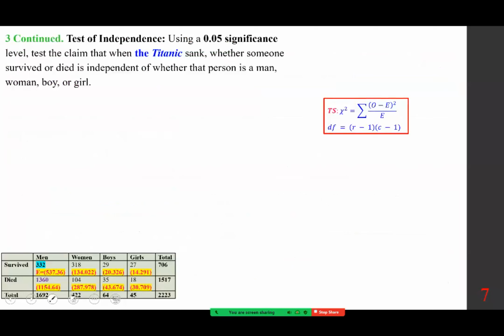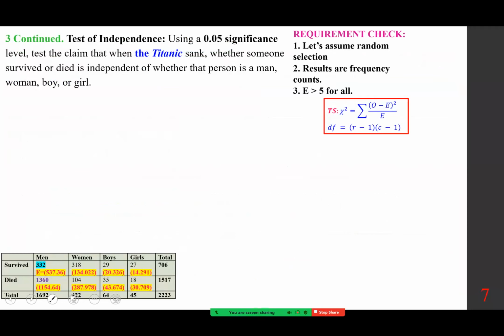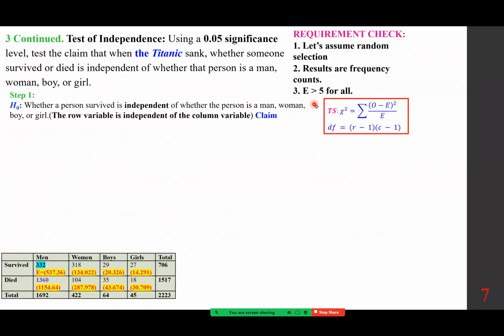So continuing with the same question we've been doing, we've done some of the calculations. First and foremost, the requirements. We're going to assume random selection, and the frequencies and expected values are way larger than 5, as you know. So here's how we write H0 and H1. H0: whether a person survived is independent of whether the person is a man, woman, boy, or girl. Or you could write the row variable is independent of the column variable. That's a general case for each independent case, and that's the claim.